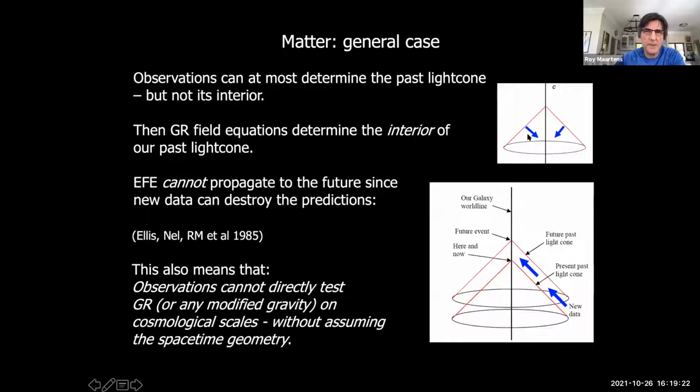They cannot propagate to the future, because you can have new data coming in, which leaves no imprint on your past that can destroy your future predictions. So it's an interesting result. And a corollary to this is that observations cannot directly test GR or any modified gravity theory on cosmological scales without assuming the space-time geometry, basically because of this result.